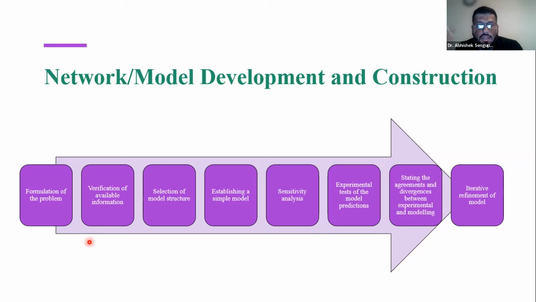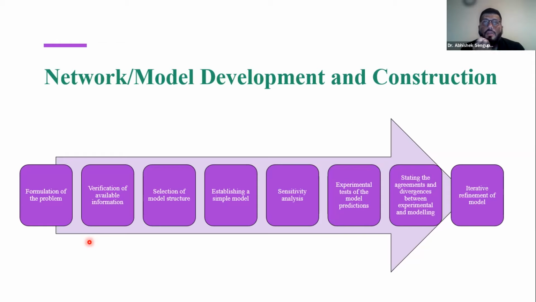Then stating the agreements and divergences between the experimental and modeling results, whether the model results agree with the experimental behavior. If results do not agree, check for false assumptions, right? Oversimplifications of the model, wrong model structure, inadequate experimental data, or other inadequately represented factors. So all this will check what the issue is with your model, which is not getting validated with the experimental data.